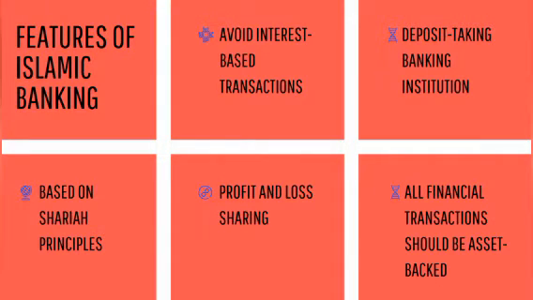Previously, we discussed the features of conventional banking, and now I'm going to explain the features of Islamic banking. The first one is avoiding interest-based transactions. The second one is deposit-taking banking institutions. The third one is being based on Sharia principles. The fourth one is profit and loss sharing. And the last one is that all financial transactions should be asset backed.